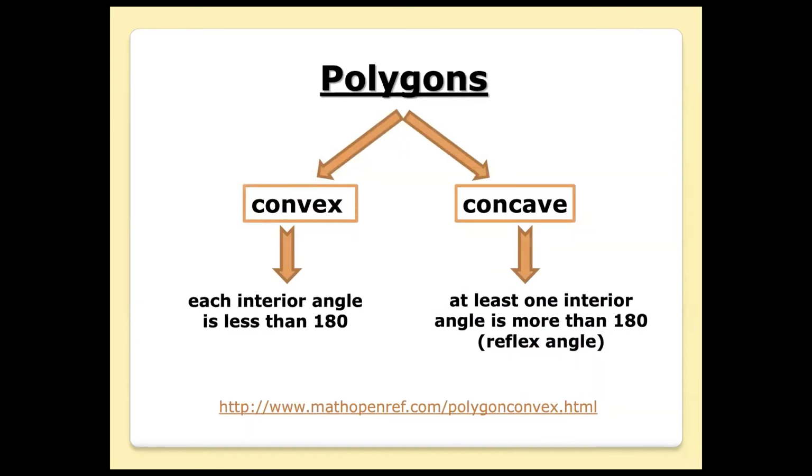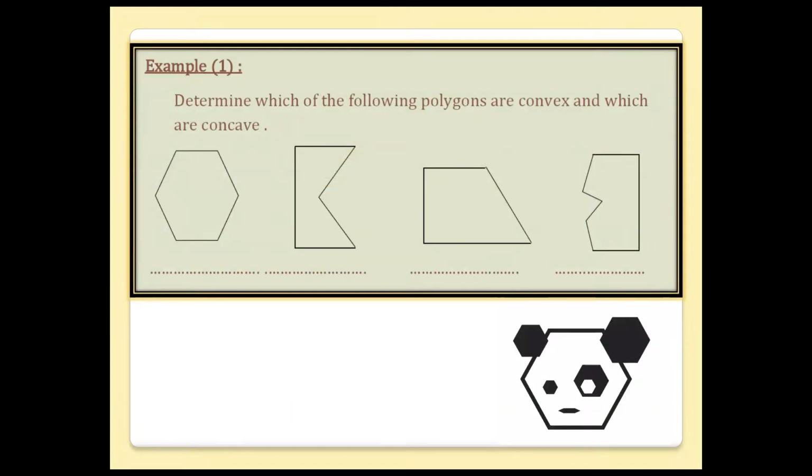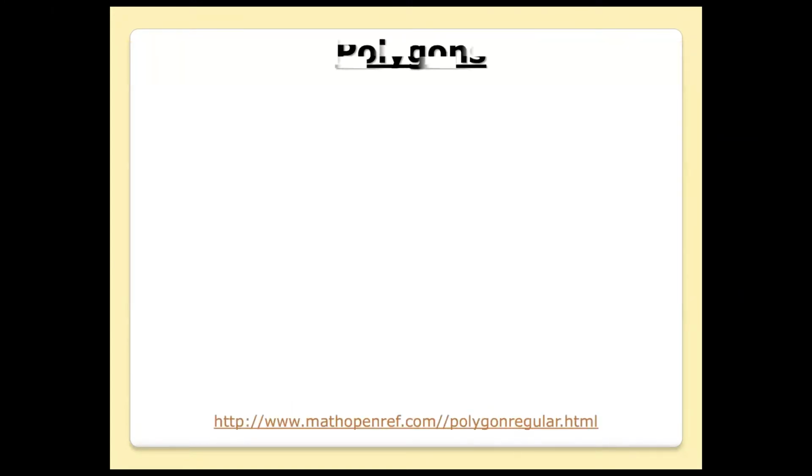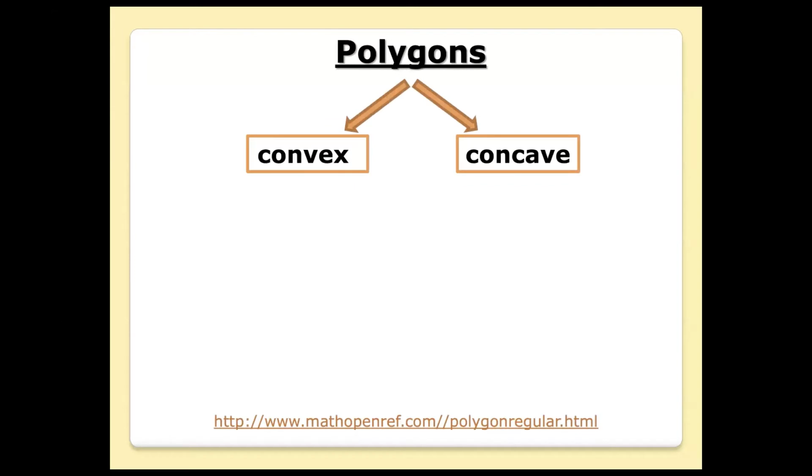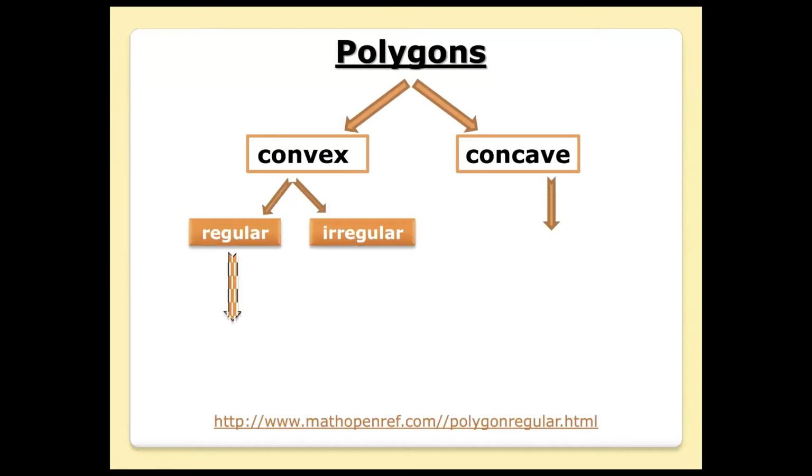So, yes, the next. The concave has at least one angle more than 180. Convex is divided into 2 groups: regular and irregular.